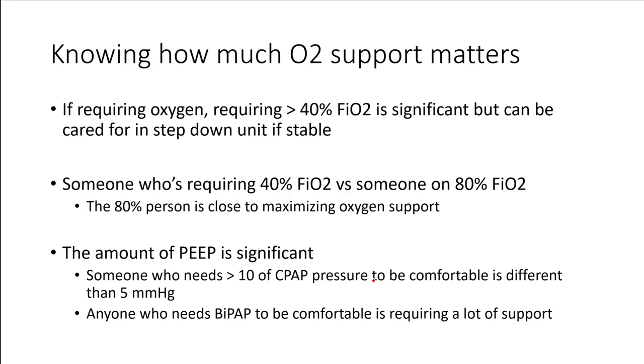So basically, when you look at someone's settings, look at what they're wearing for oxygen, and you look behind the bed or look at the machine to see what percent the FiO2 is, that should tell you something. Anybody who needs more than 40% FiO2 to maintain stability is pretty sick. They require a lot of oxygen.